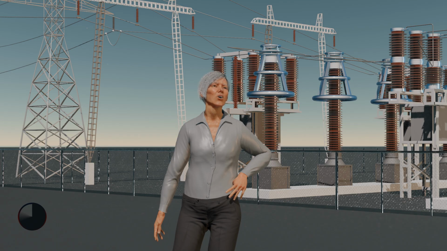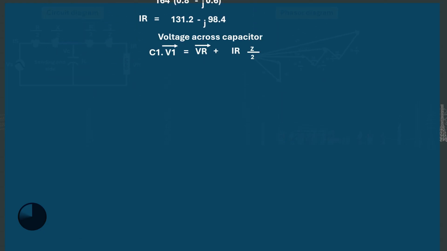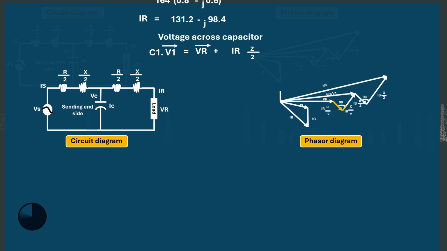Now let's calculate the voltage across the capacitor. Again, let's look at the phasor diagram and line equivalent circuit. When we apply Kirchhoff's voltage law here, we can use the following equations. This will be V1 bar, all equal to receiving end voltage VR bar, plus receiving end current IR bar multiplied by impedance all over 2.